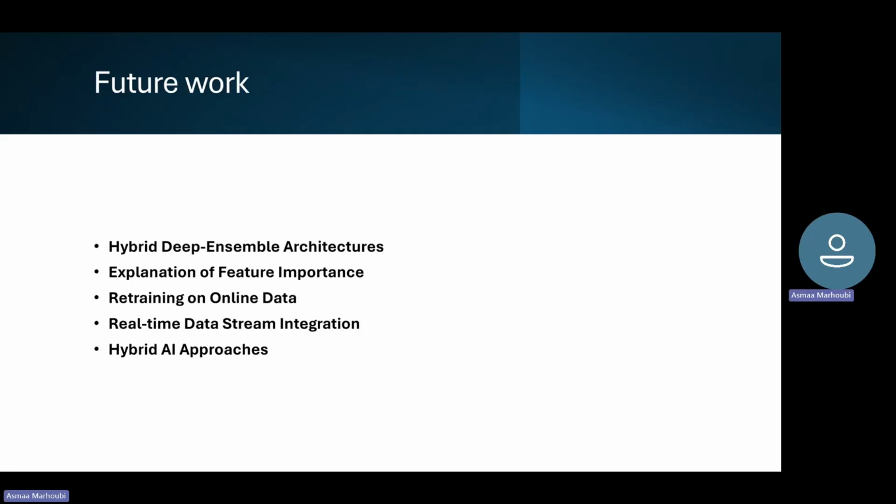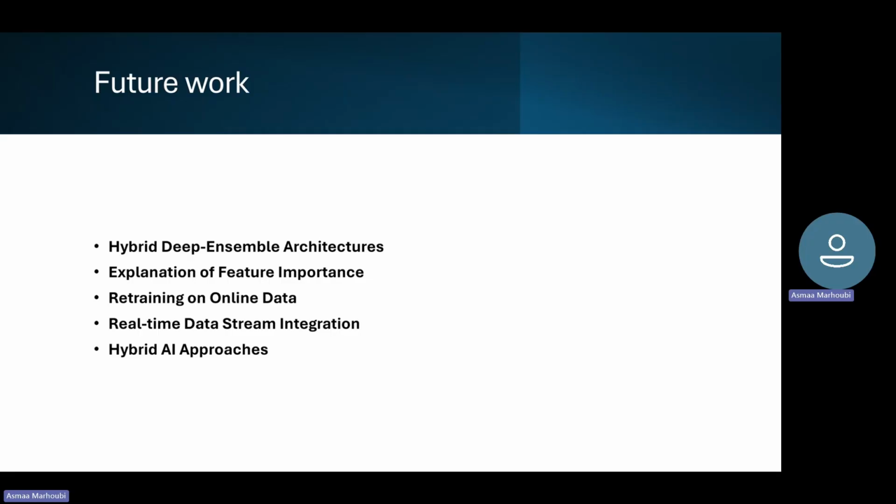The recommended future work is the possibility of a hybrid deep ensemble architecture, which provides an opportunity to explore combining deep learning with ensemble methods for enhancing performance. Explainability is also important for future research: understanding which features drive model decisions.